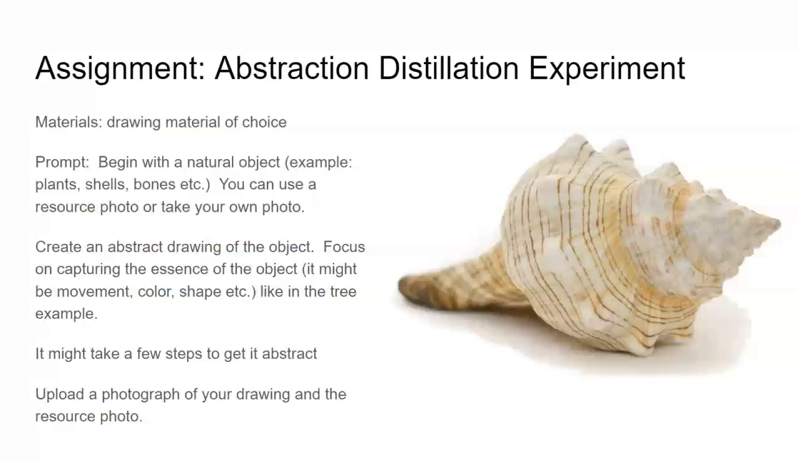And you're going to create an abstract drawing of the object. So focus on capturing the essence of the object. It might be movement, color, shape, or whatever, like in the tree example. And you might have to draw it a few times to get it abstract. I drew mine on note cards, and I did 5 versions before I fully got it abstract, which I'll show you in the next slide. And then you upload your original and then your abstraction. For this shell, what I focused on were both the curves, how it goes around, and then these angles that come up.